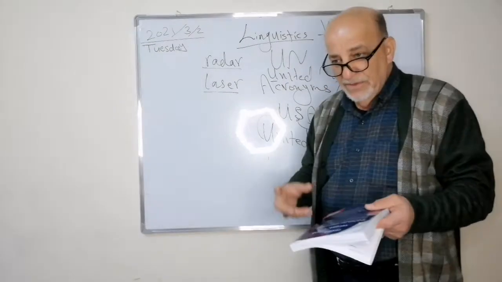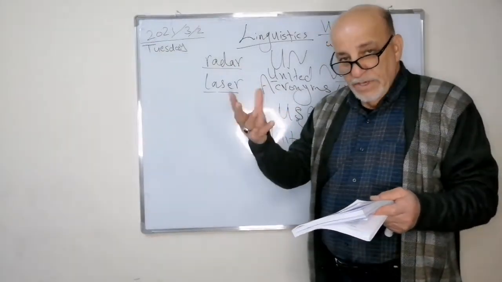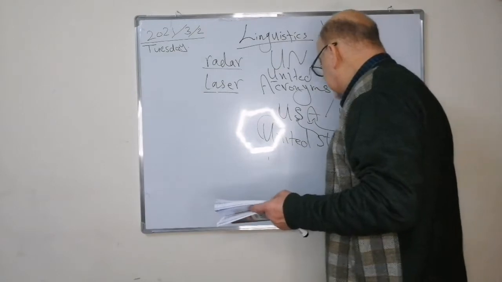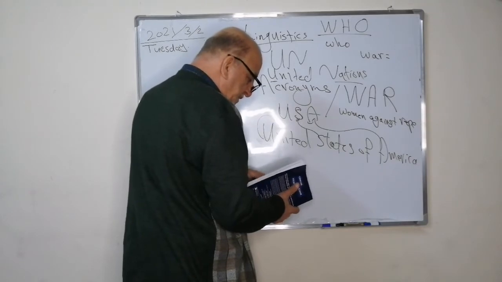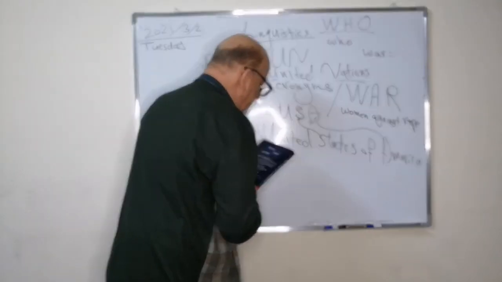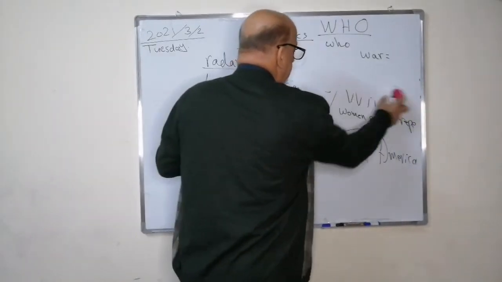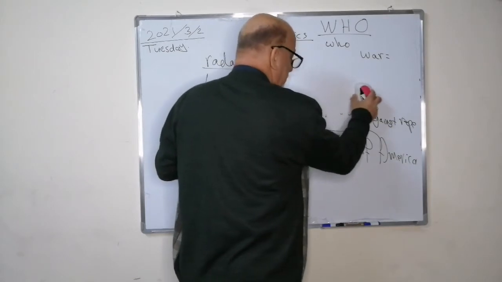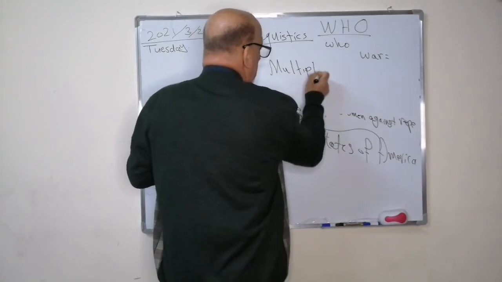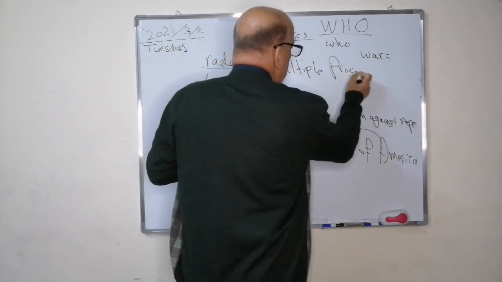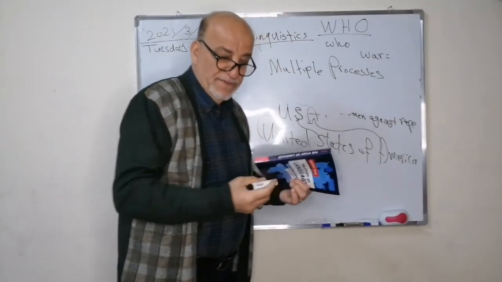Now, let me move to another point, another process. This process is called derivation. But derivation, I'm not going to talk about it now. I'll skip it. I'll talk about what we call double processes, multiple processes. What does that mean, multiple processes?